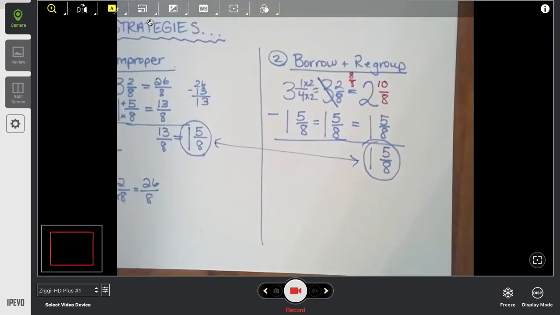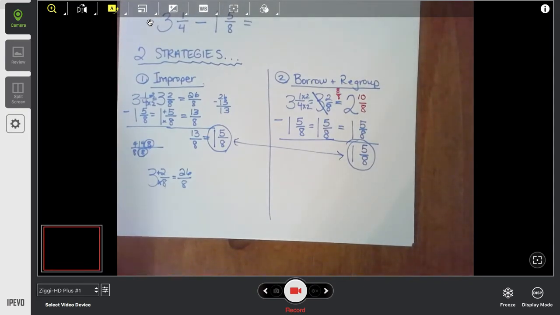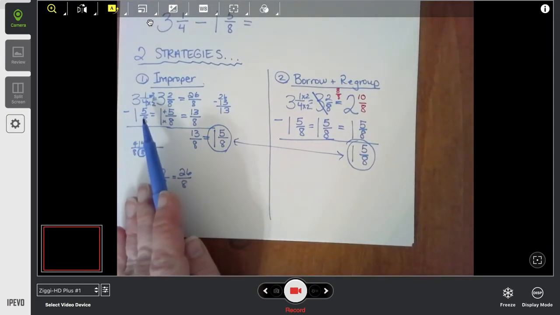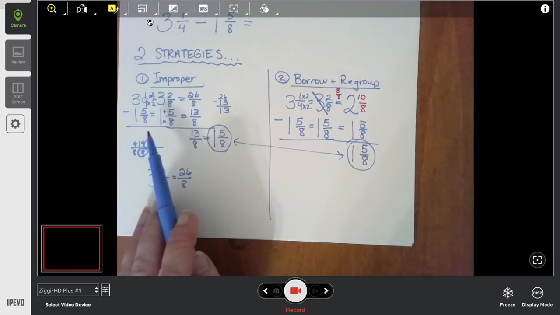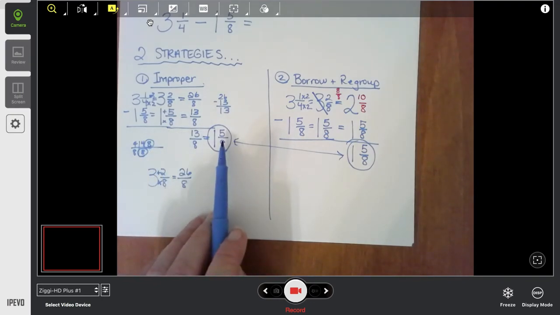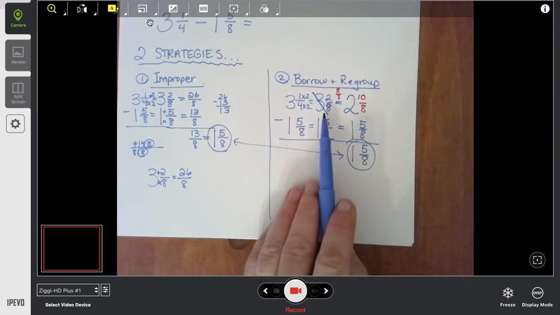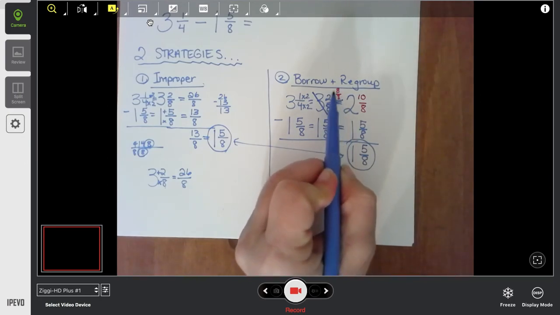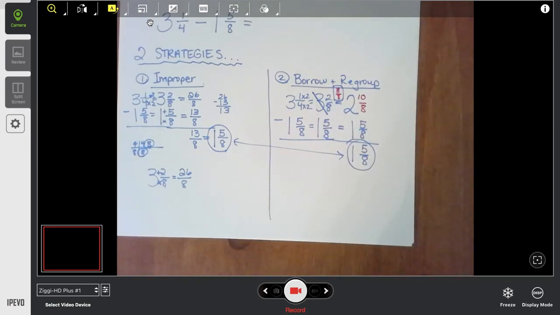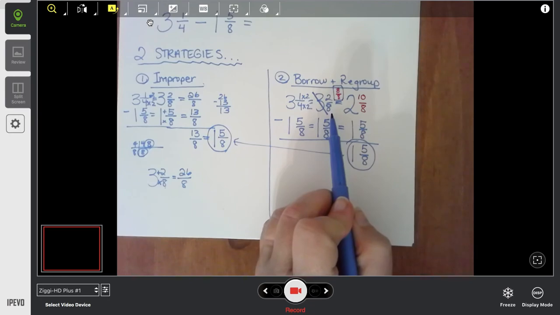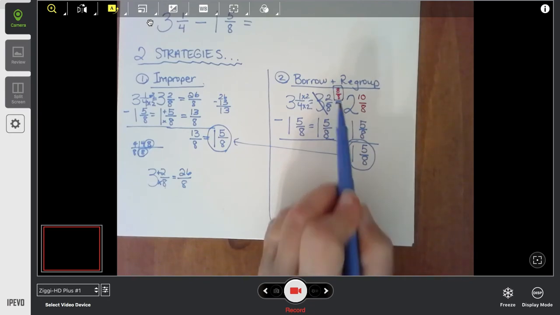So that strategy is up to you. If you're going to use improper, you need to change both fractions into improper fractions before subtracting. If you're regrouping, first make common denominators, then regroup. Take 1 away from the whole, and the 1 that you take away has to be in the shape of whatever the denominator is, so you can add it to what's already there. So in this case, it was 8/8.